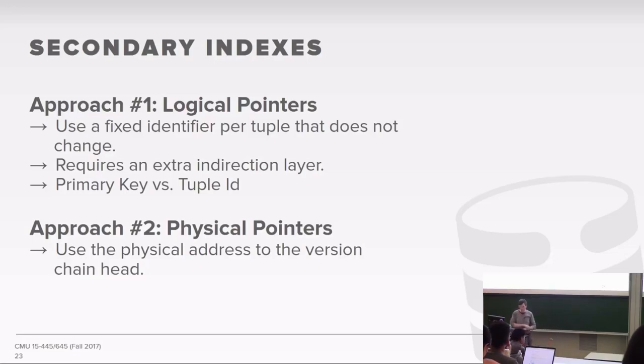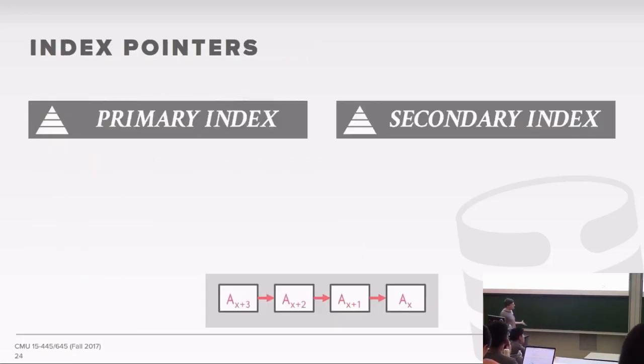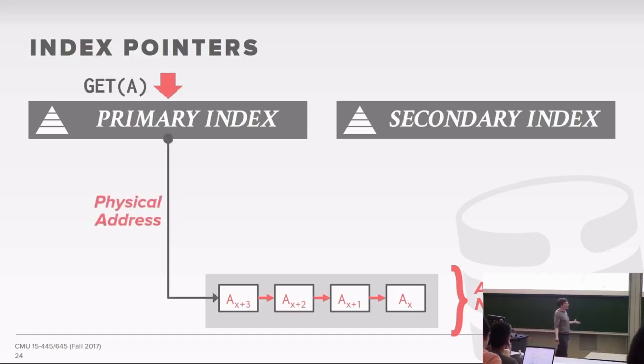So let's go through both these examples. Let's say that I have two index data structures, the primary index and the secondary index, and we're just going to store our versions using append-only storage with newest to oldest. If I want to do a lookup on an object on the primary key index, this is trivial, because in my primary key index, I'll have the physical address of the latest version, and so I can jump down to the version head, and if it's the latest one that I want, then I'm done. Otherwise, I follow the chain to find the version that's actually visible to me.